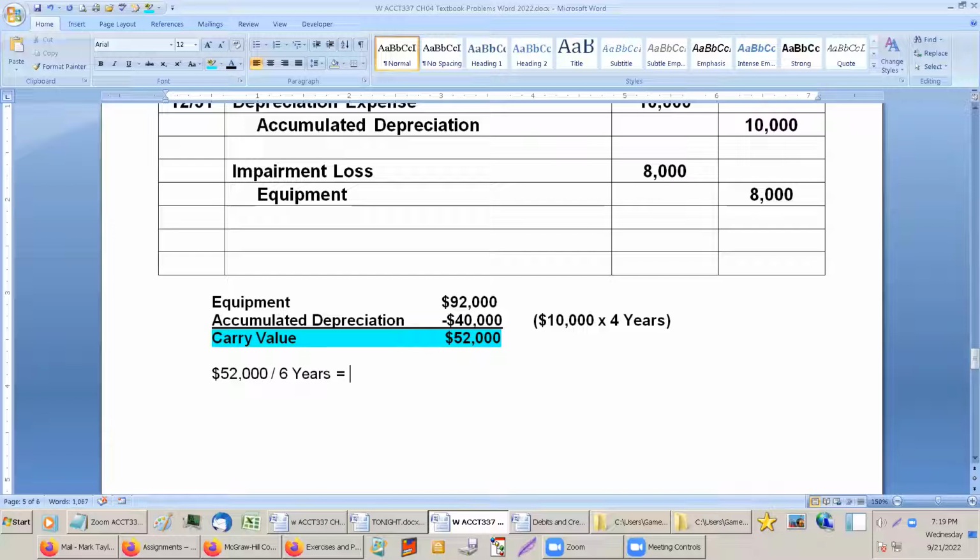Should have found different numbers for doing this. Okay, so this would be 8,667, say. When I make the test, I'll make these into better numbers. So this is the new depreciation expense per year. So going forward, this is what they're going to use for the depreciation expense.